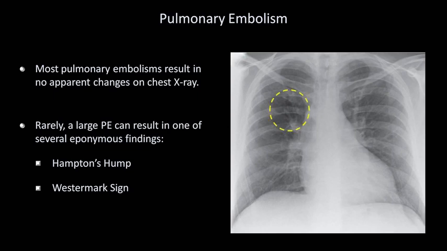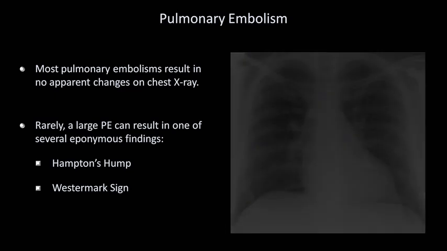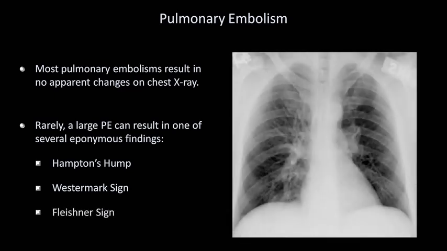Lastly is Fleischner's sign, which is a prominent central pulmonary artery caused by distension of the vessel as a consequence of a large PE. In this case, we can see both Fleischner's sign as well as Westermarck's sign more peripheral to it.